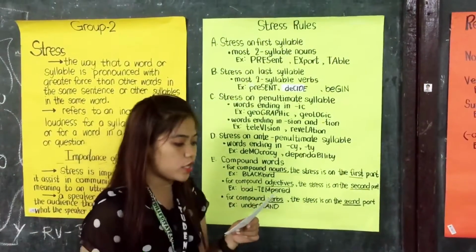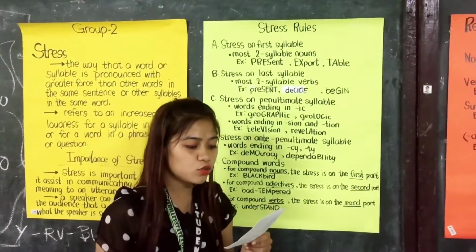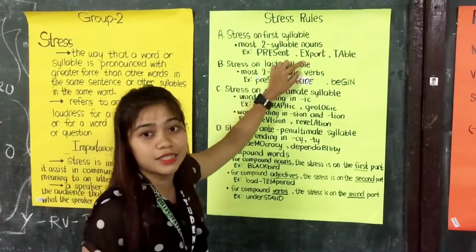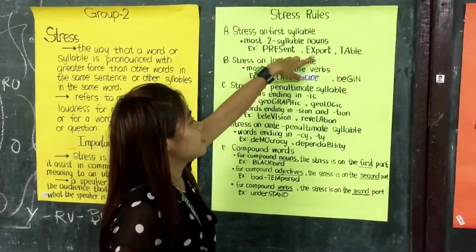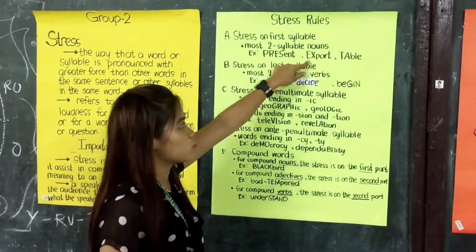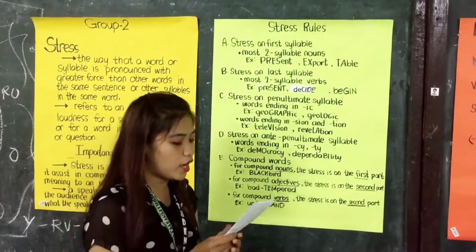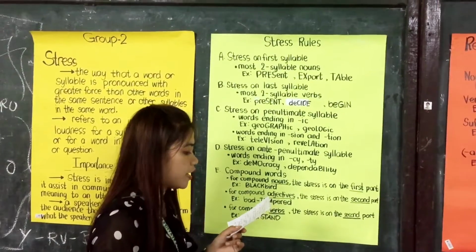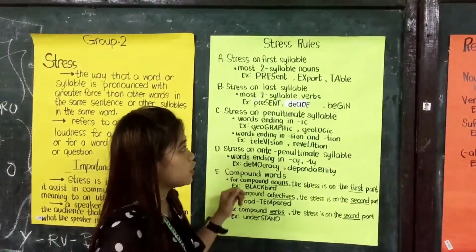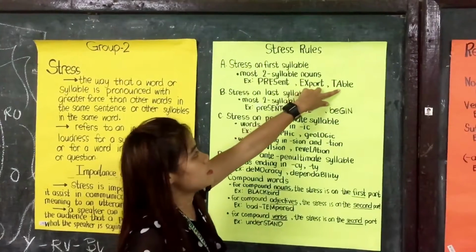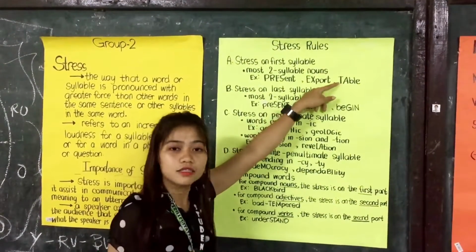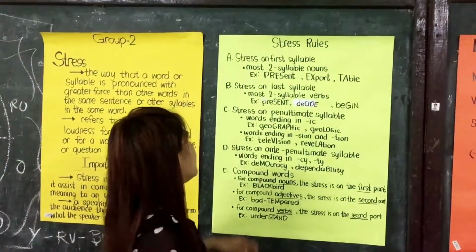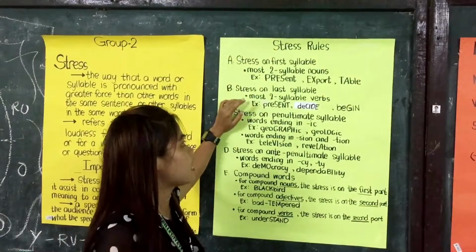Then the second one is export. Exports to China have risen this year. So the word exports here is a noun. Then the third one is table. She reserved a table for two at the restaurant. So the noun here is table, and the stress is on the first syllable.